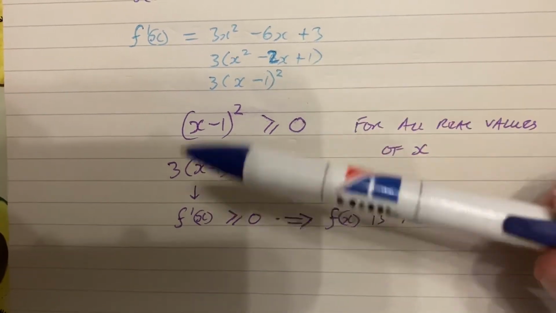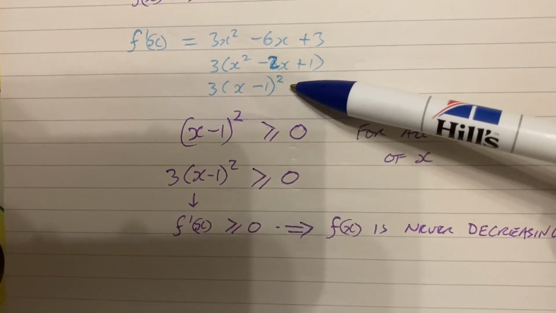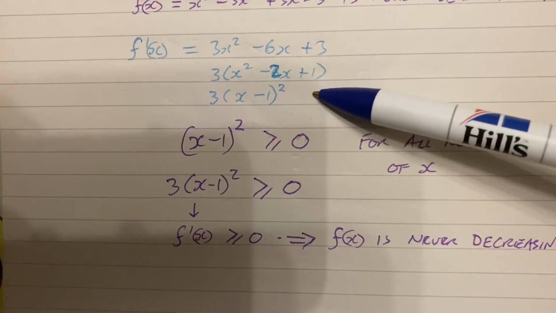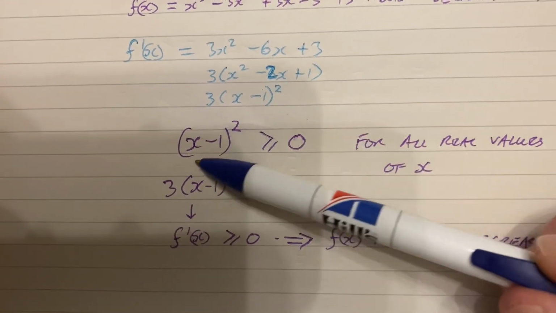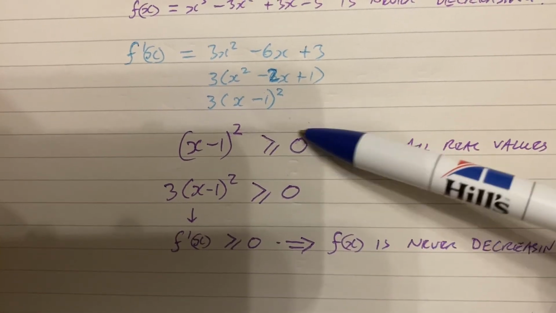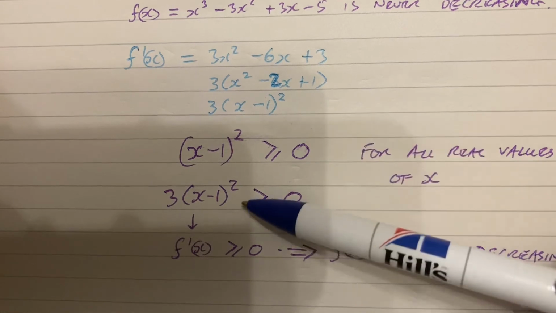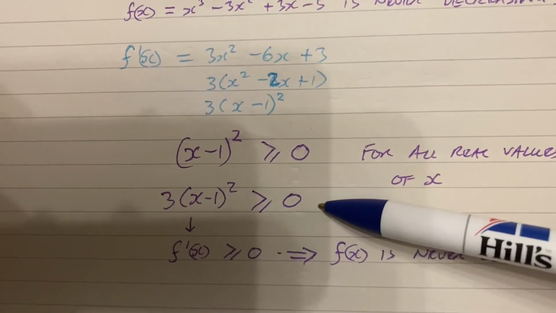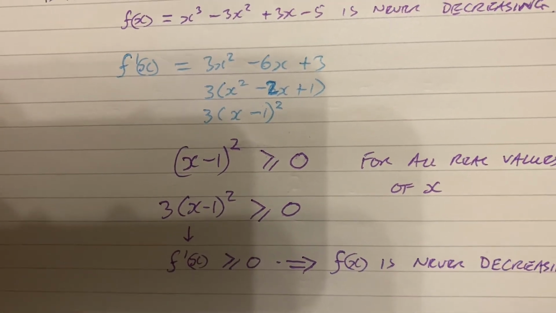Had it been one where it was show it's always increasing, we might have had to complete the square, and it might have been plus 1 or plus 2 or something, in which case we would have done the same thing here. It's squared, so that's always got to be bigger than or equal to 0. When we times it by 3, it's always got to be bigger than or equal to 0. When we add 1, it's always got to be bigger than or equal to 1, which means it's never going to be 0, which means it's always going to be increasing.